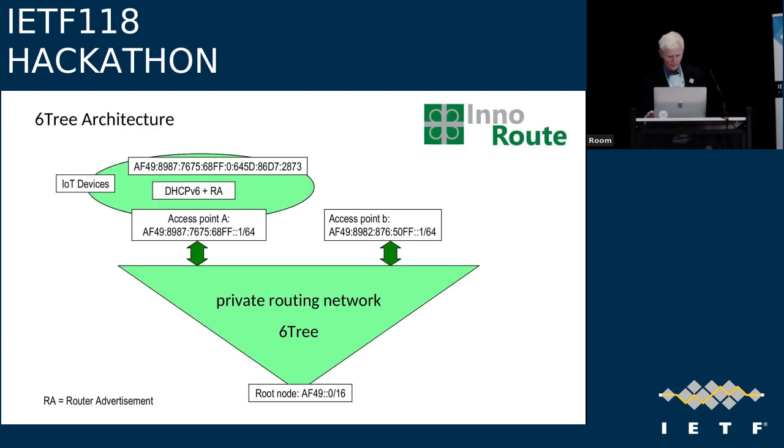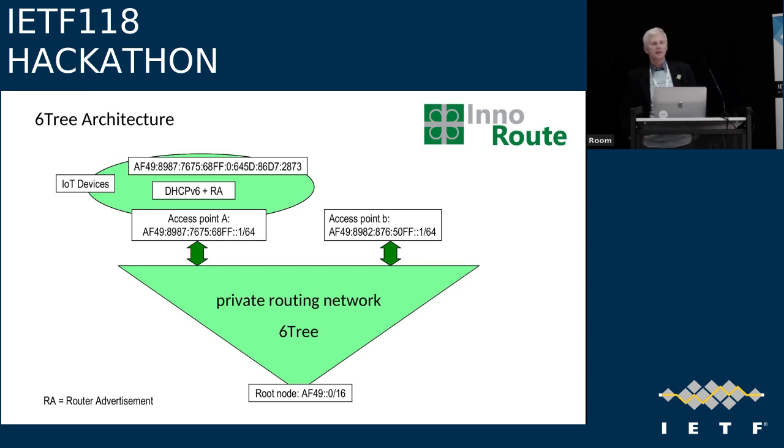So what is this 6-3 network? It is a private routing network in a tree structure, and based on IPv6. So that's the name, and it starts with a root node, which has this IPv6 address. And the interesting mapping, which was proposed in 1999 by South Korea Telecom Authorities, is to map the telephone number in the IPv6 prefix.